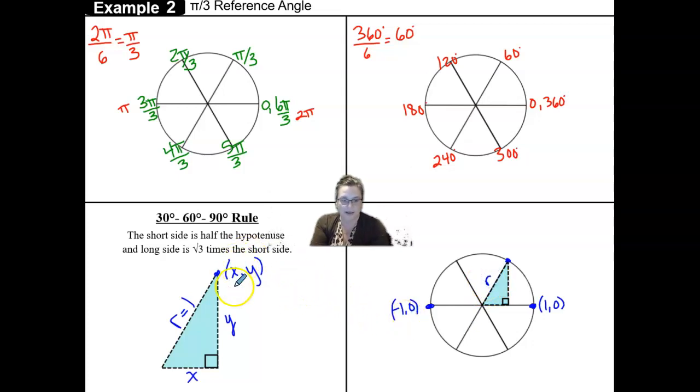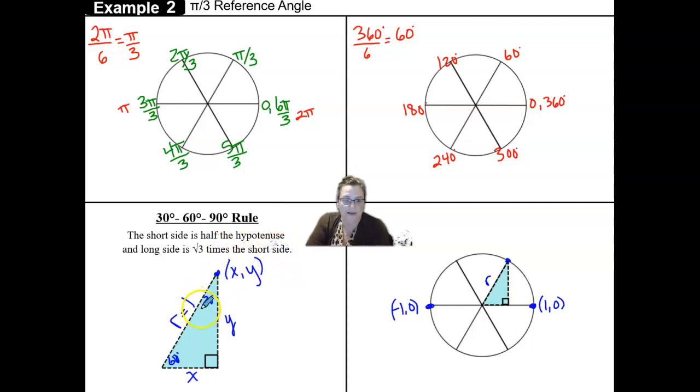So now I can recall that this is a central angle of 60 degrees. And it's a right triangle, so we have 90 degrees, and 60 degrees makes this remaining acute angle 30 degrees, because there's 180 degrees in the whole triangle. And the 30-60-90 rule from geometry reminds us that the short side of a 30-60-90 triangle is half the length of the hypotenuse. The long side is square root of 3 times the short side.